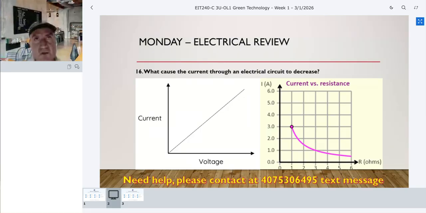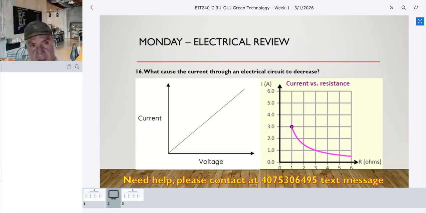Another option is when you compare the current with the resistance. In this case, the curve shows that when you increase the resistance, my current decreases. In a circuit, when you increase the resistance, your current decreases. These two variables are inversely proportional. For this question, what caused the current through an electrical circuit to decrease? You have two answers: when my voltage decreases, or when my resistance increases.